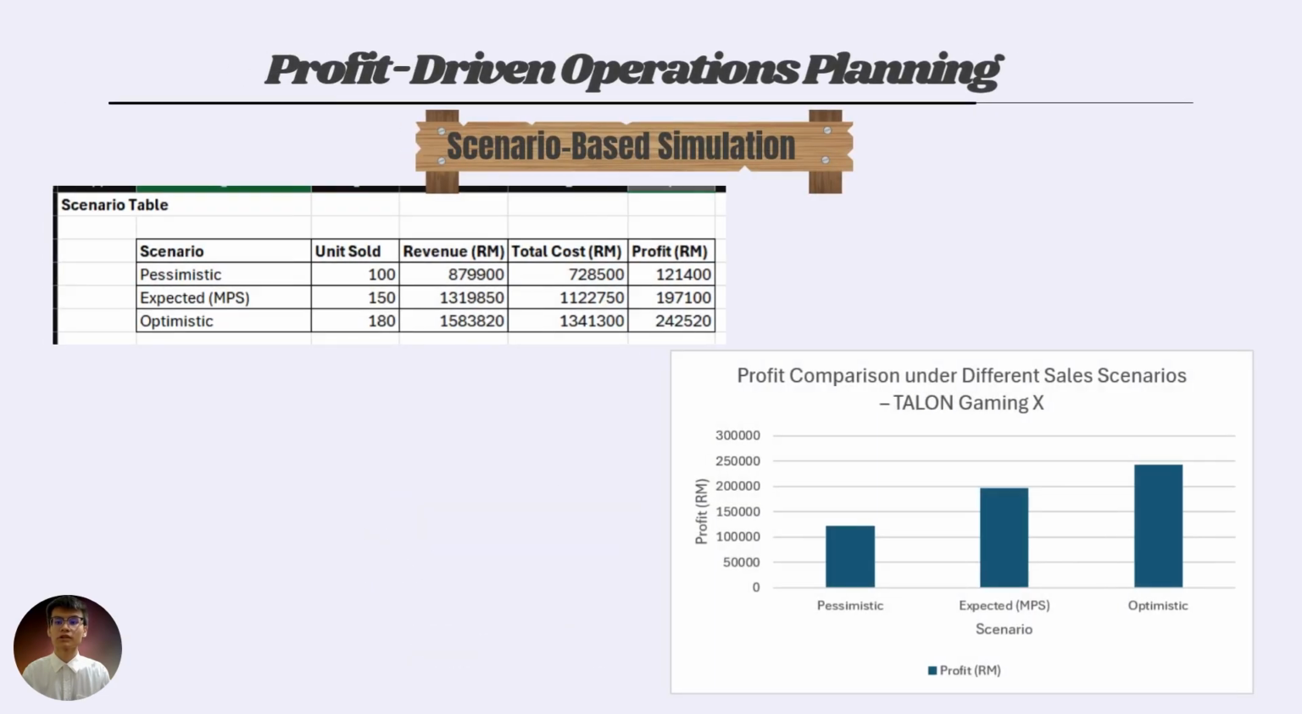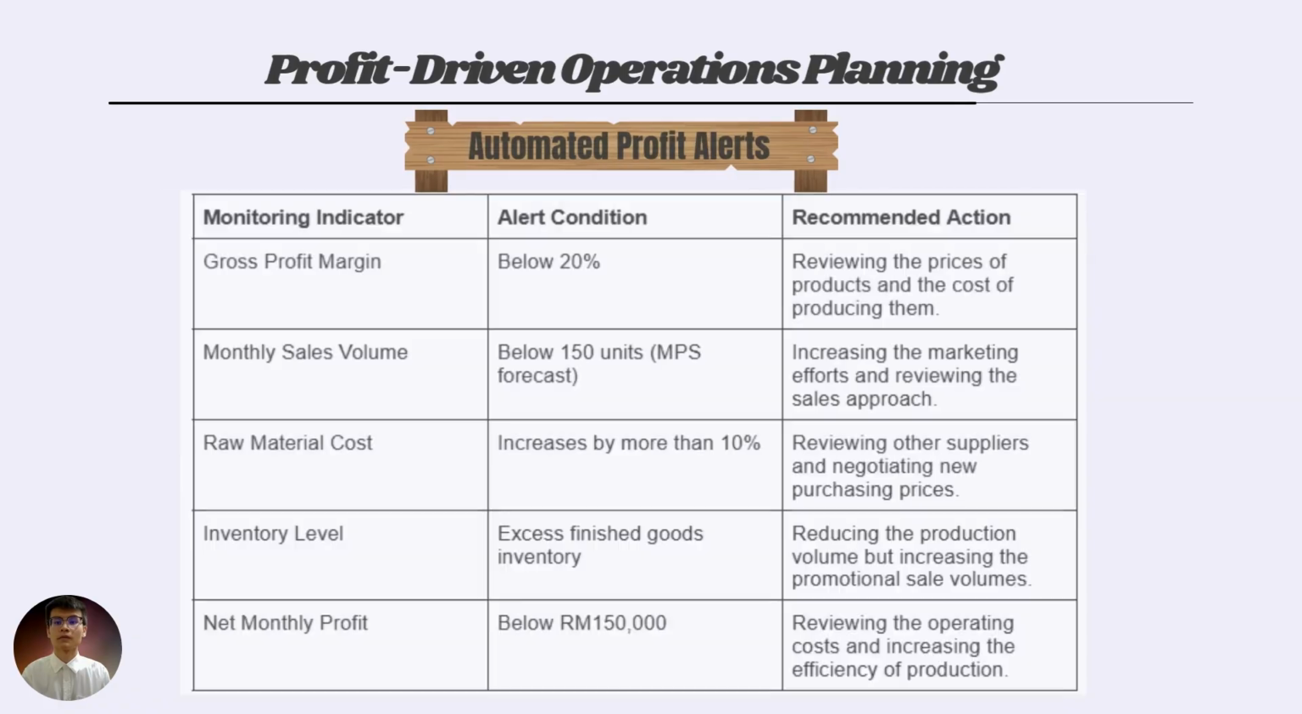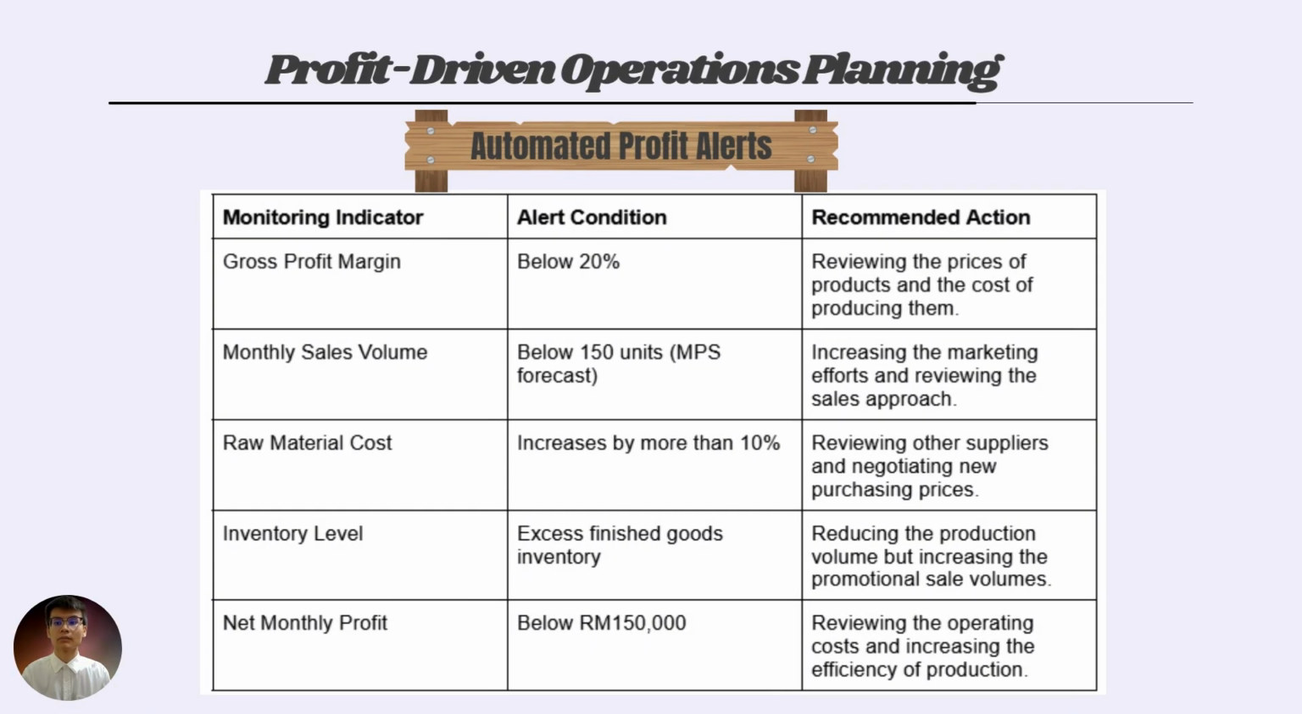We also propose a scenario-based simulation. Before making important business decisions, management can simulate different scenarios such as increased customer demand, supplier price change, or higher production costs. This simulation allows the company to evaluate the potential outcome before the implementation, reduce the risk, and support more informed decision making. Finally, we propose the automated profit alert.